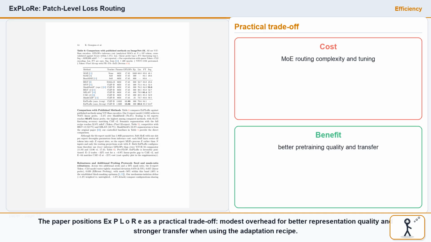The paper positions ExPLoRe as a practical trade-off. Modest overhead for better representation quality and stronger transfer when using the adaptation recipe.